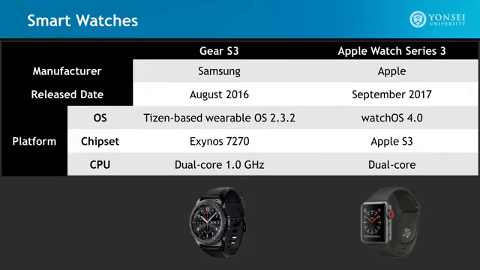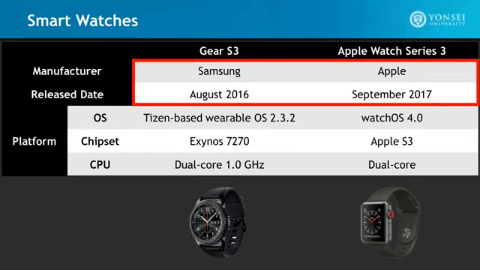Now let's talk about smartwatches. I'm going to compare the Gear S3 as well as the Apple Watch Series 3. The Gear S3 is from Samsung and was released over a year ago in August of 2016. The Apple Watch Series 3 was released in September of 2017.